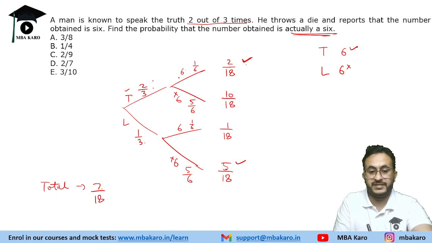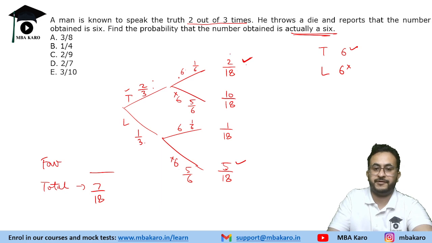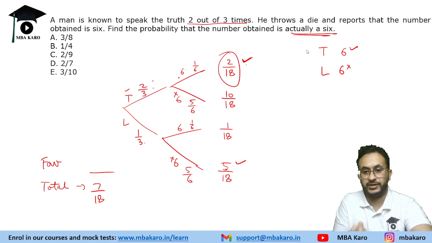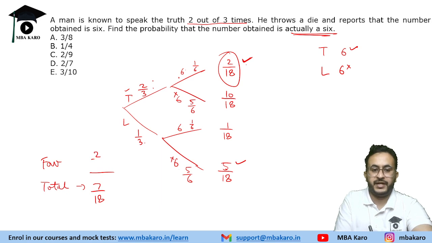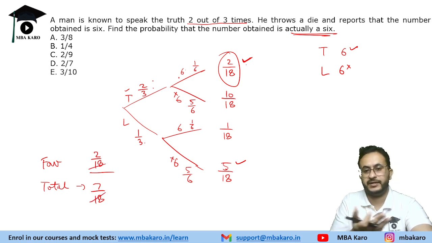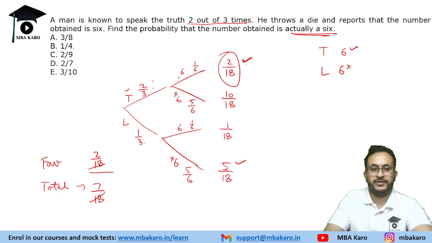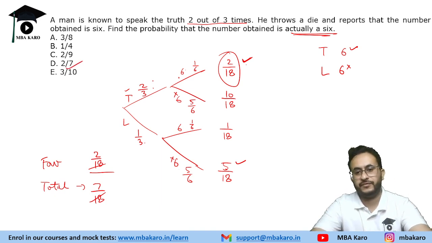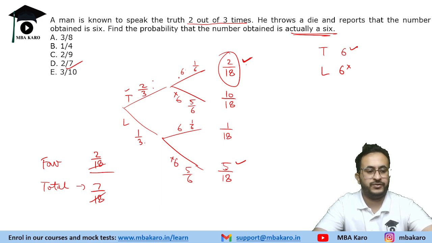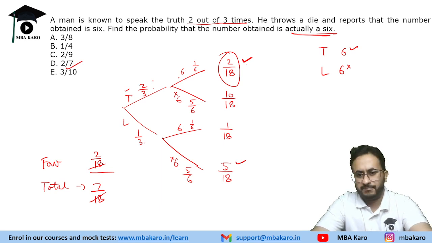So total outcome is 7 by 18 and favorable outcome is, which one is favorable for us? This is our favorable outcome. He should tell 6 and it is a truth statement. So 2 by 18 by 7 by 18. So denominator is same. That is why I told you not to touch the denominator in other cases. So 2 by 7. So he has a chance of 2 by 7 telling the truth. Okay. So this was a question on Bayes theorem. Conditional probability you can call it.